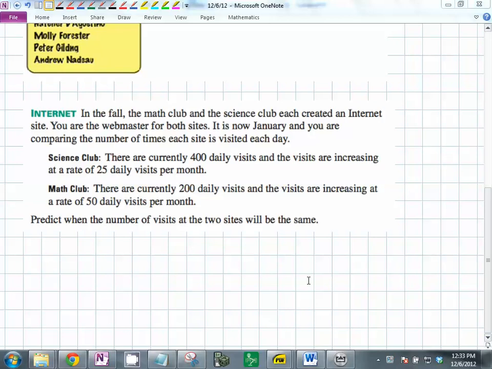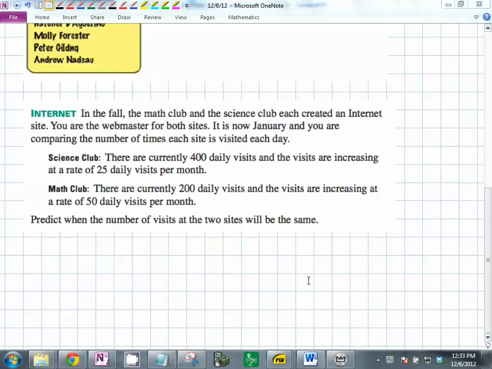In the fall, the math club and the science club are created. The science club has 400 daily visitors, and the visits are increasing at a rate of 25 daily visits per month. And the math club currently has less, 200 daily visits, and the visits are increasing at 50 daily visits per month.